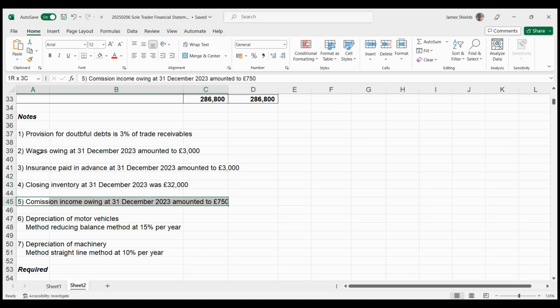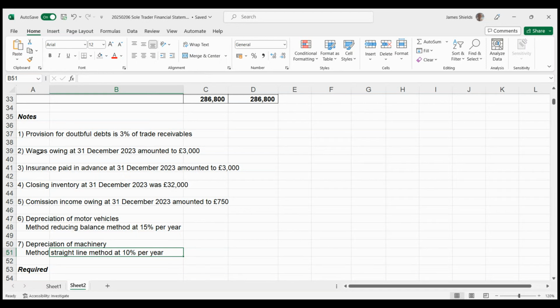Commission income owing at the end of the year amounts to £750. We're still due more income, so we're going to add it onto commission income. It's going to treat it as accrual of income, again, in our statement of financial position. Depreciation of motor vehicles. The method is reducing the balance at 15% per year. So the charge for the years in the income statement and the accumulated depreciation is going to be on our statement of financial position. Depreciation of machinery, the method is straight line method at 10% per year.